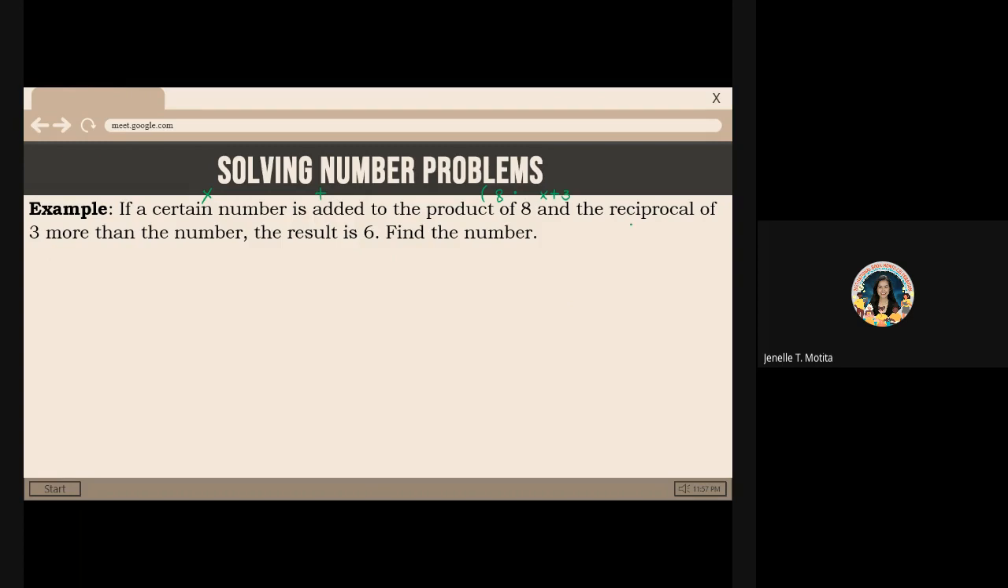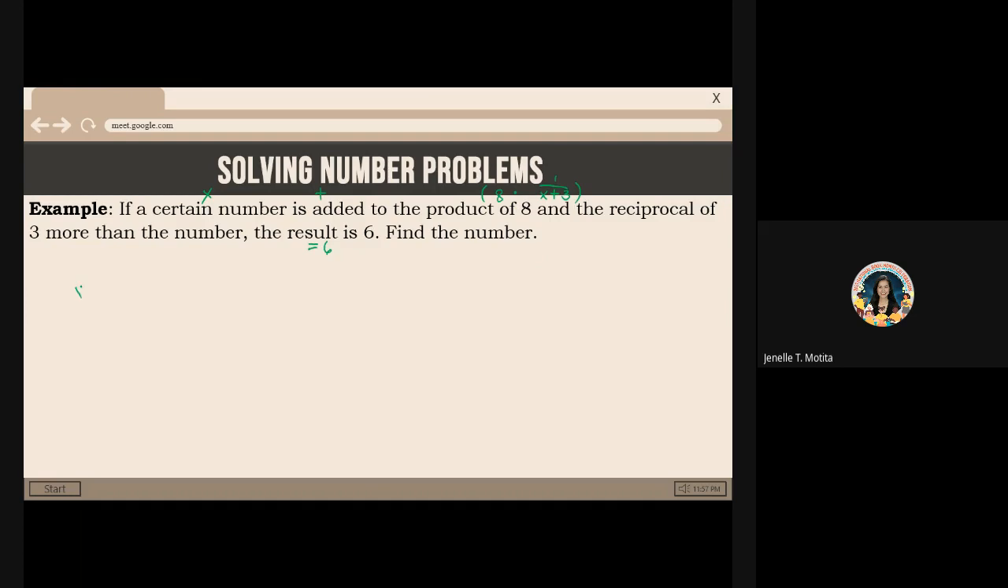But it says here, reciprocal of 3 more than the number. The reciprocal of x plus 3 is 1 over x plus 3, right? Get the product of this one, you add to your certain number. The result is 6. So this is equal to 6. And there you have it. You have now represented this number with a variable. So this is the beauty of algebra, no? We could simplify these words into numbers and variables.